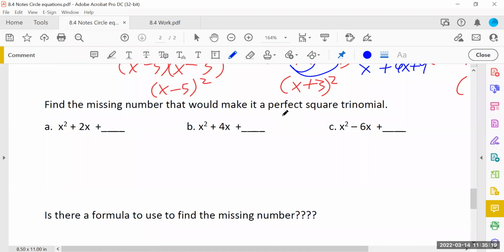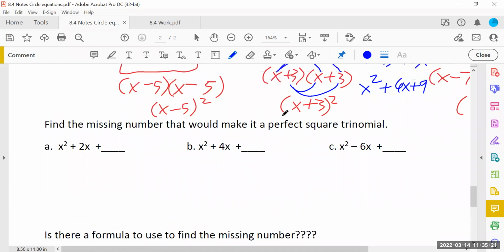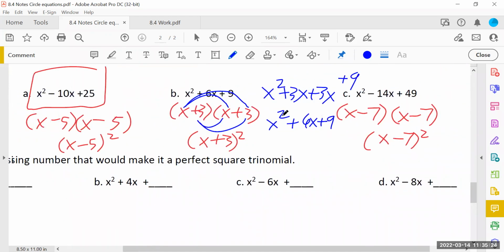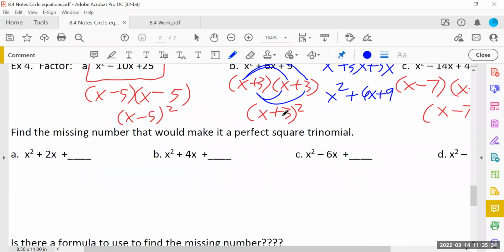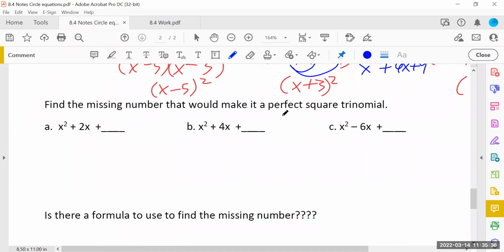So what we're doing here, these are all special trinomials. Specifically, they're known as perfect square trinomials. They make this exact same factor twice. What would that have to be down here? Let's think about this.